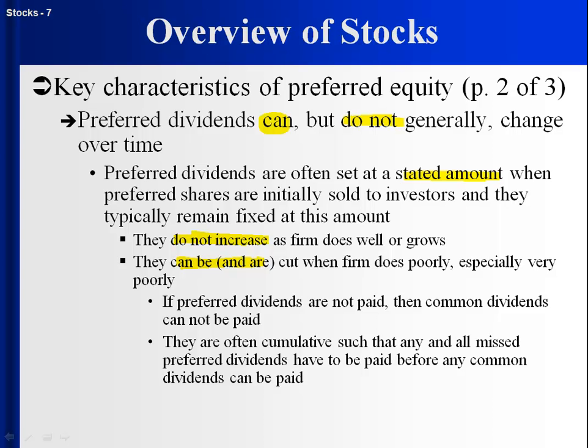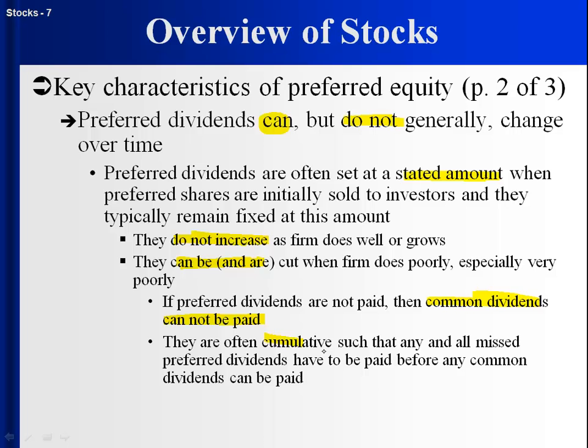However, if they're cut, there are some conditions, some implications. First of all, if preferred dividends aren't paid, common dividends can't be paid. So the firm can't do things that are advantageous to the common shareholders unless they have already done everything that they've promised to the preferred shareholders.